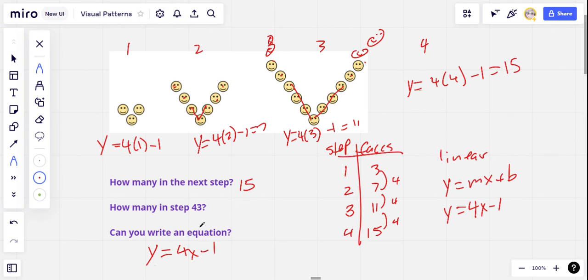And we can use that to calculate the number in step 43. So y equals 4 times step 43 minus 1. So 4 times 43, well, let's see, 4 times 40 is 160, 4 times 3 is 12, so that's 172 minus 1, that's 171 smiley faces in step 43.